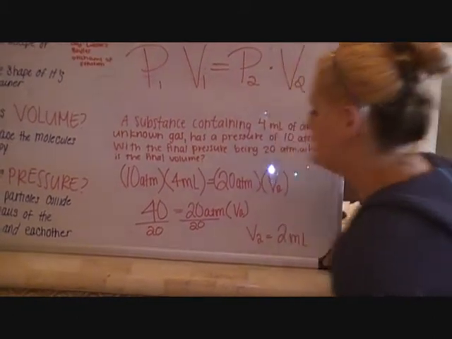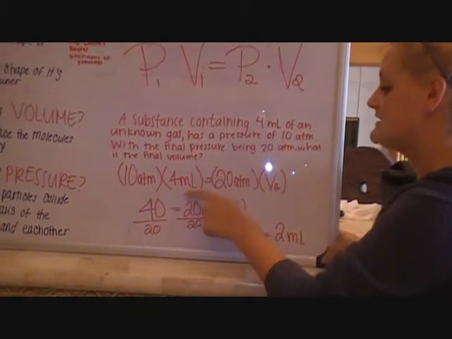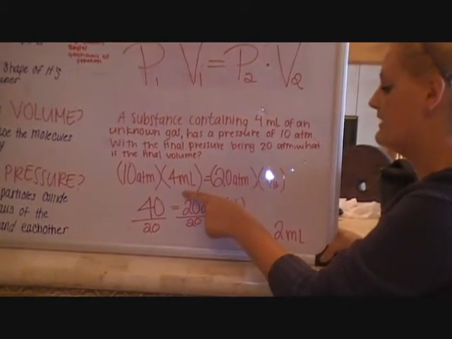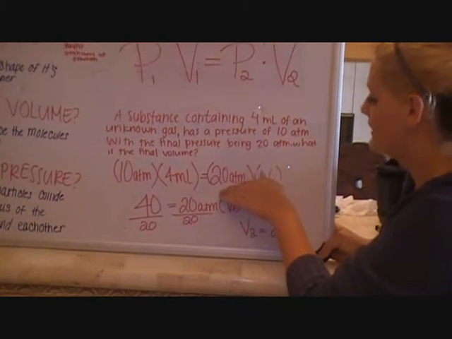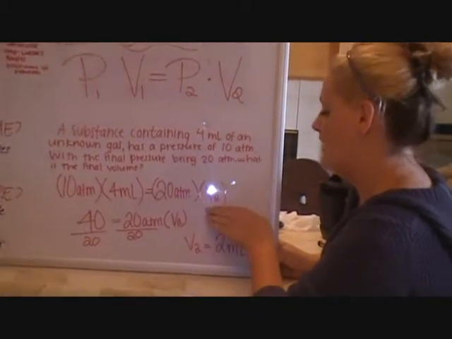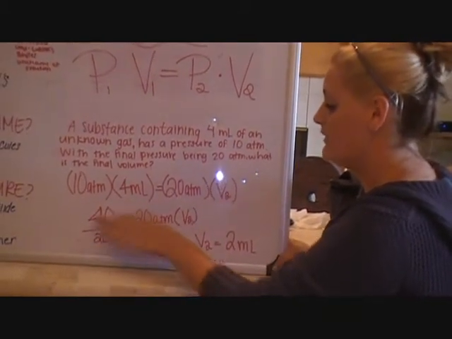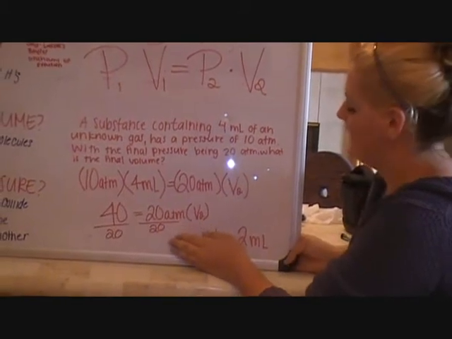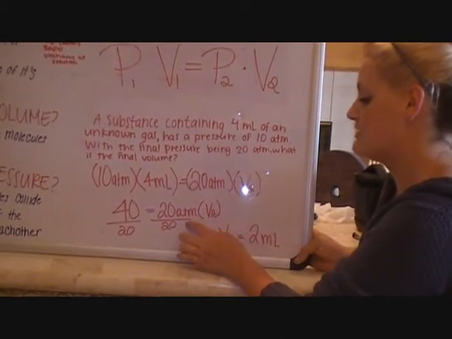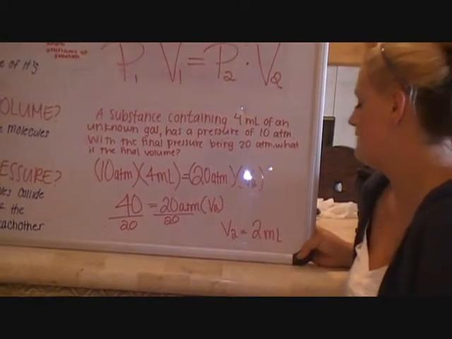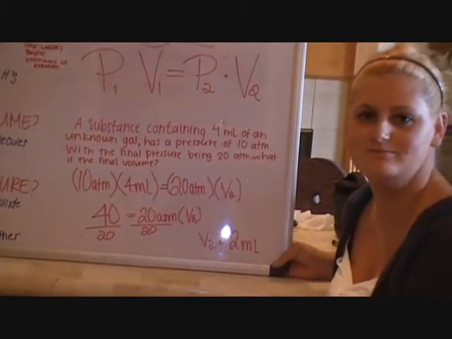So what you do is you take your initial pressure, which was 10 atm, times your initial volume, which was 4 milliliters, and that equals your 20 atm, which was your final pressure, times your second volume, which we don't know, which is what you're trying to find. So when you plug all that in, you get 40 for the initial side equals 20 atm times your second volume. You divide by your pressure on this side, and your final volume ends up 2 milliliters. So that's how you do Boyle's law.